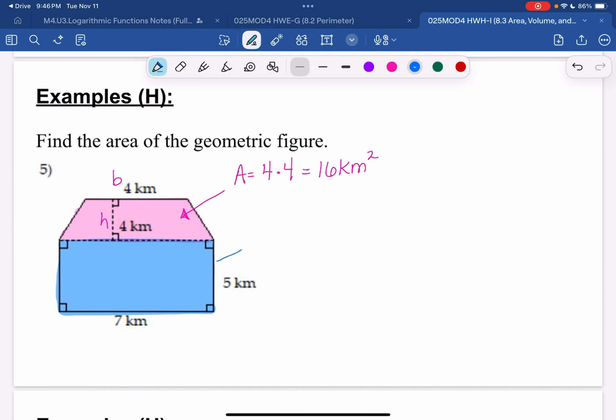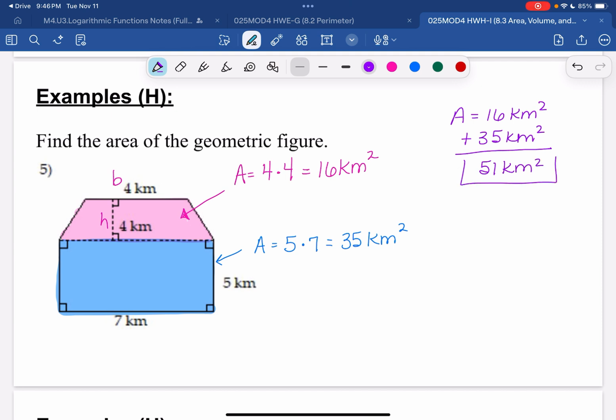Then we need to do the same thing here. This is a rectangle, so length times width. So it looks like I've got 5 times 7, so 35 units, going to be squared. And then to get the entire area, total area, I'm going to add those together. So 16 plus 35 gives me a total of 51 square kilometers.